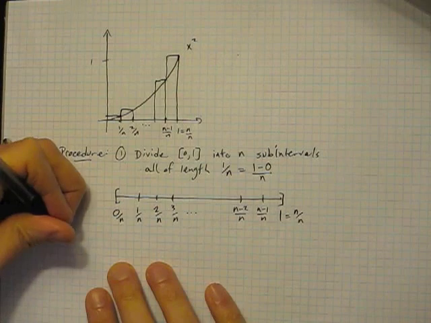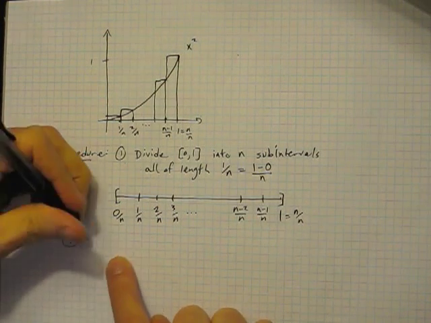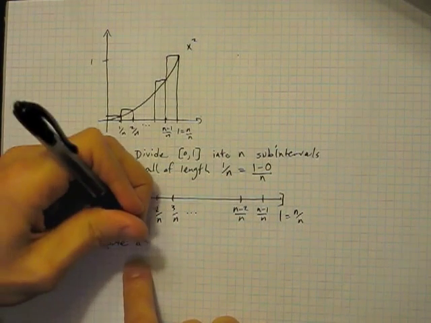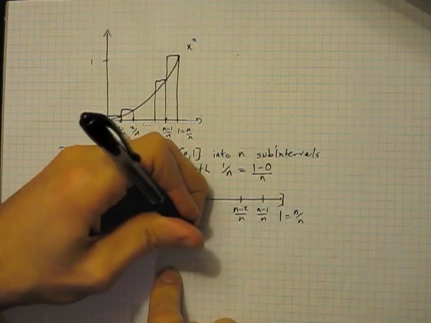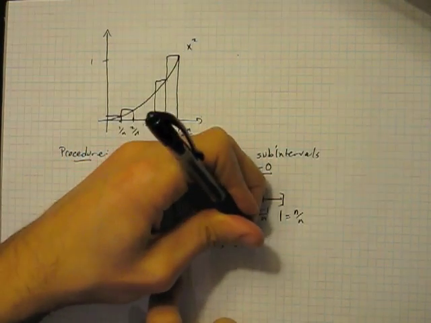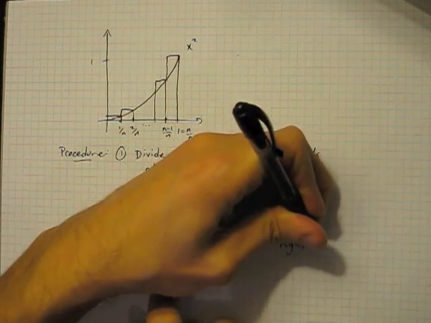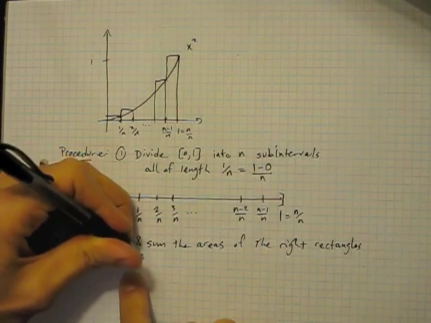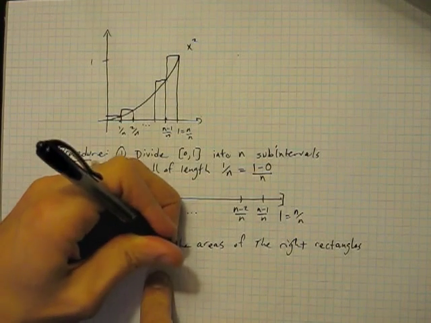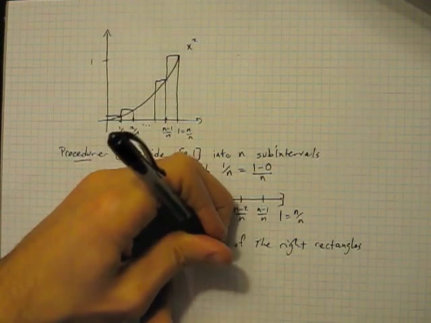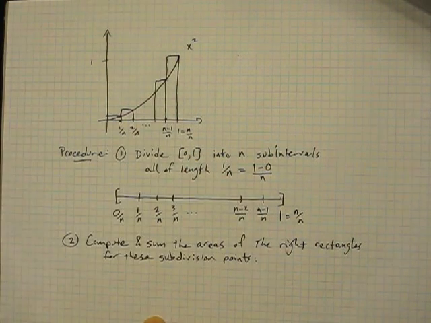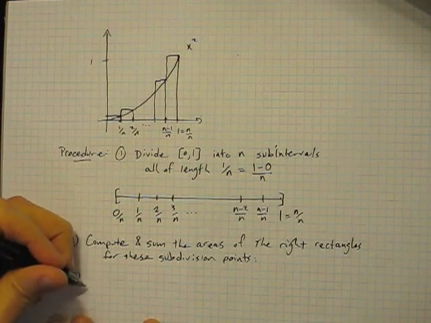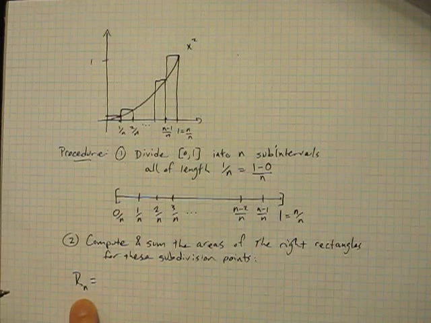Now, step 2 is we compute and sum the areas of the right rectangles for these subdivision points. Okay, so here's what we mean by that. So we have, in this case, remember we're using the right endpoint of each of these. So Rn, this is right rectangles, n of them.